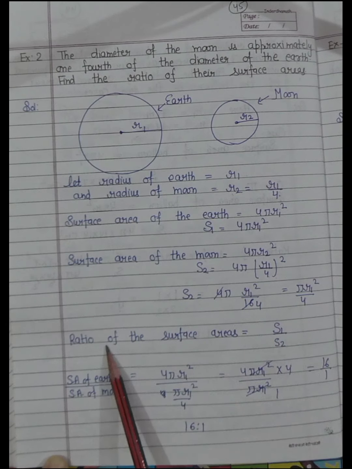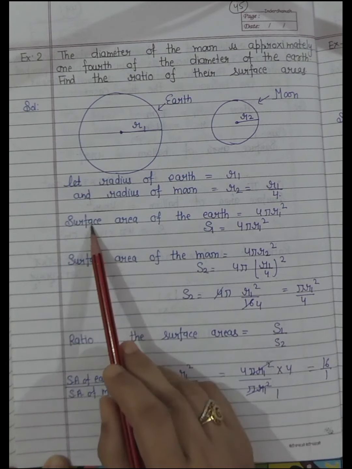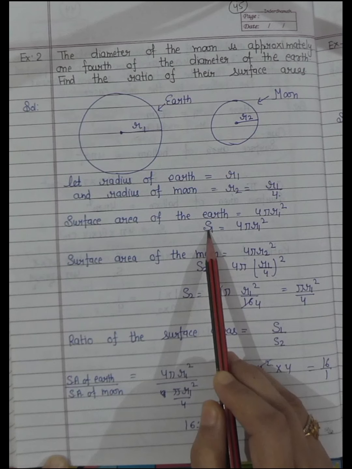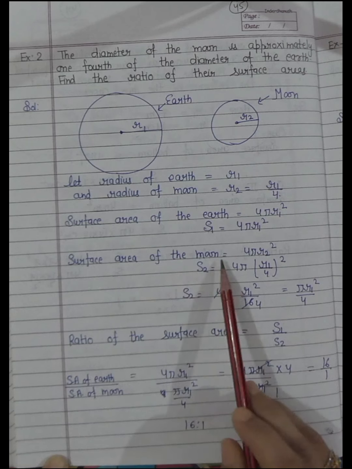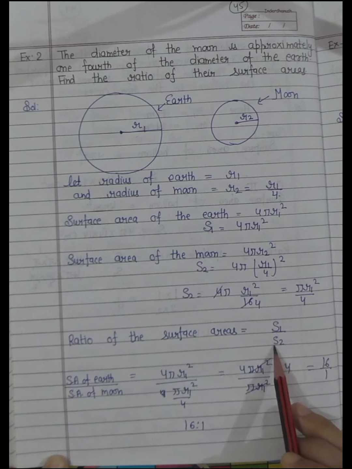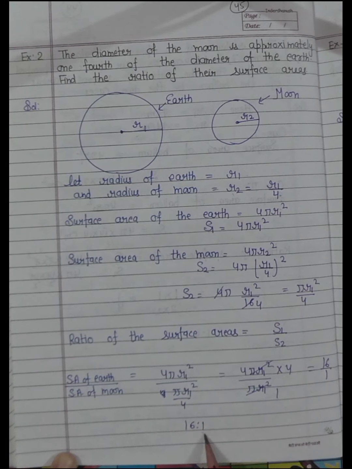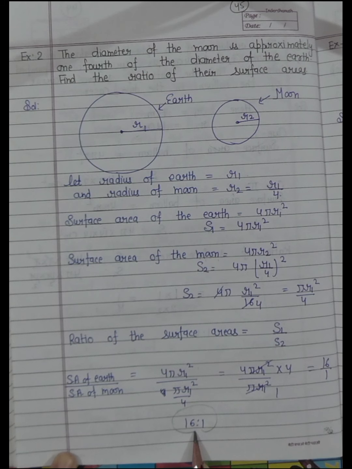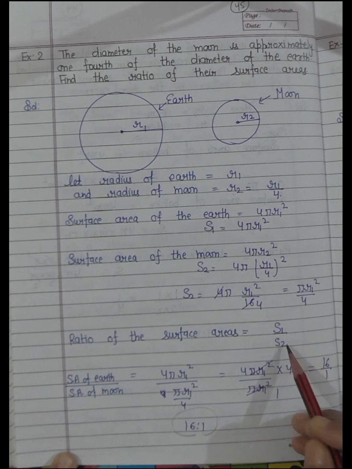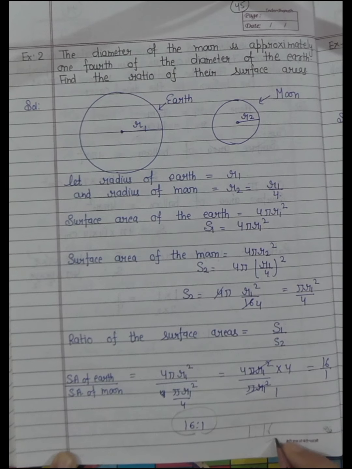Now for the ratio, I am taking S1 by S2. It means I am taking the surface area of Earth in the numerator and the area of Moon in the denominator. So S1 by S2, by putting the values, I am getting 16:1. You can take S2 by S1, then you will get 1:16.